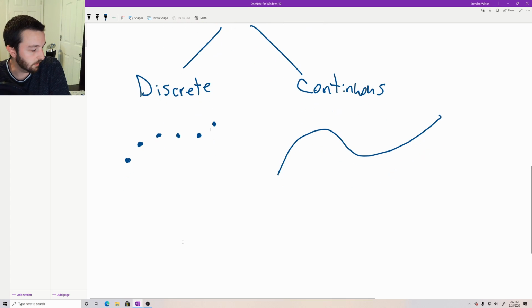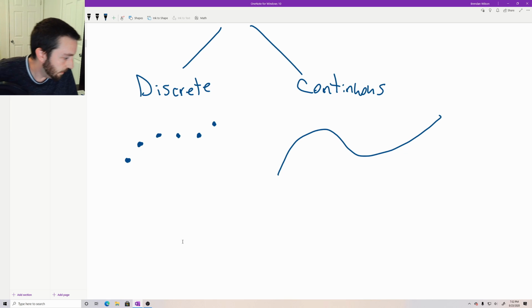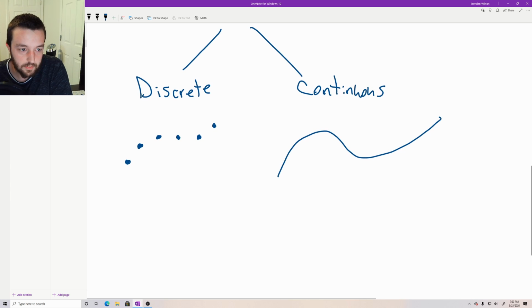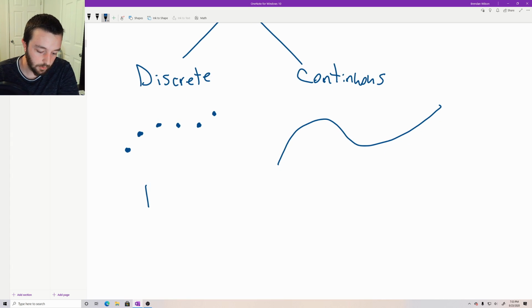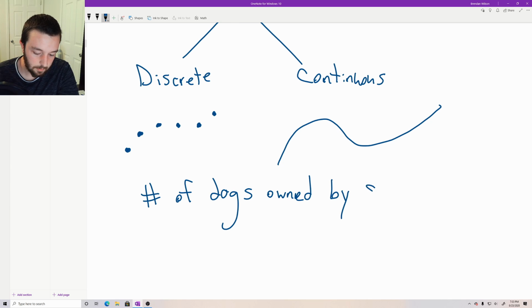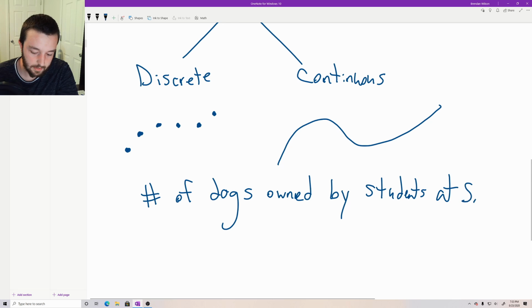So let me give you some examples. I don't think the book actually has any examples of this. A good example of something discrete is something that you would just count, right? So just like numbers. So for example, if we want to look at the number of dogs owned by students at Simmons.